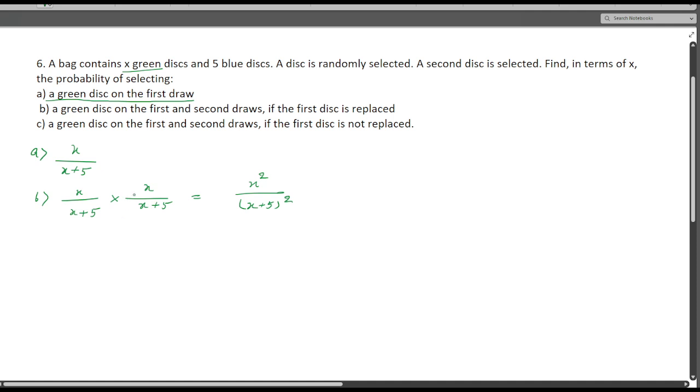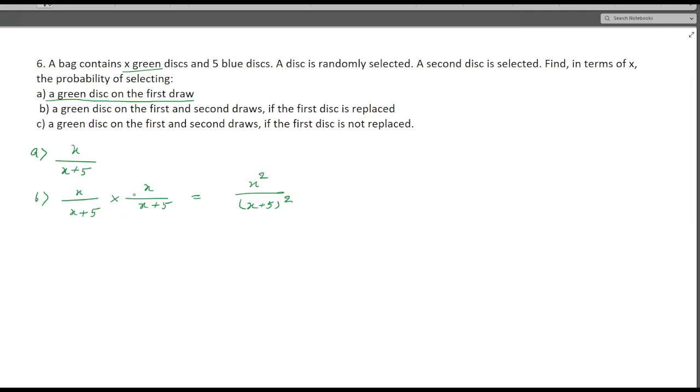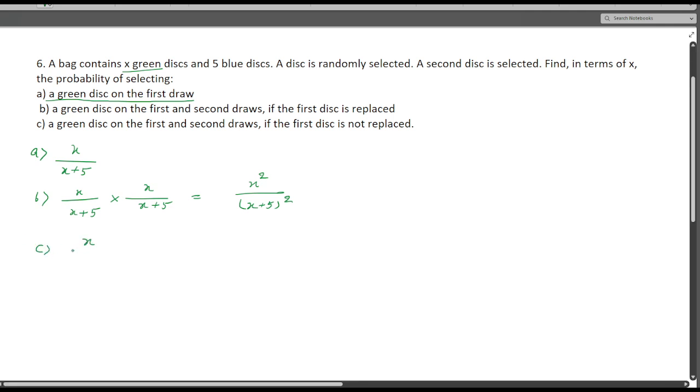And third question is a green disc on the first and second draws if the discs are not replaced. So if the discs are not replaced, then my first disc to be a green disc is X divided by X plus 5, and then second disc is a green disc, it is X minus 1 divided by X plus 4. Okay, your number of green discs will reduce by 1 and total number of discs is also going to be reduced by 1. So your result will be X times X minus 1 divided by X plus 5 times X plus 4.